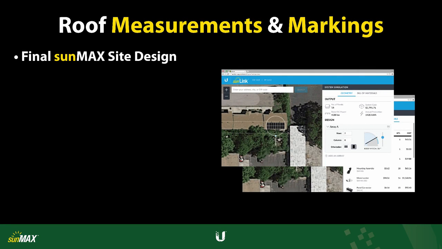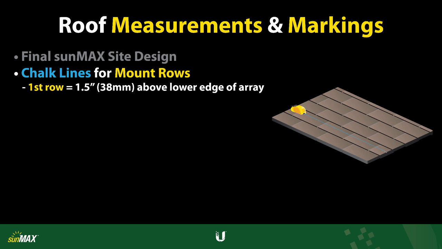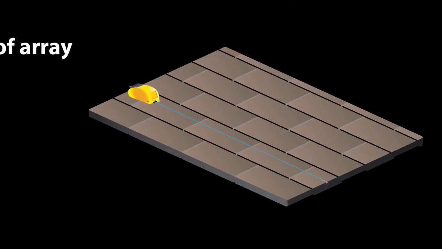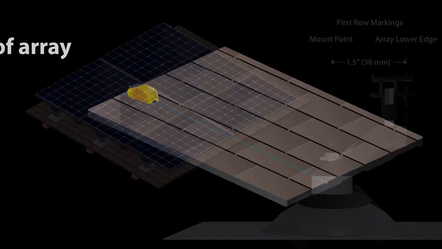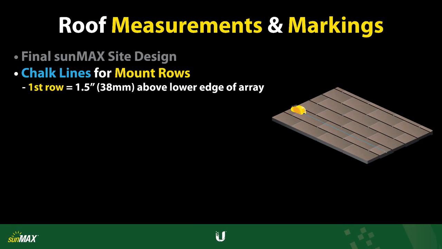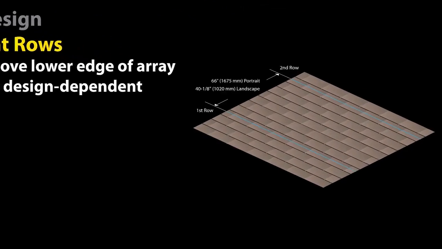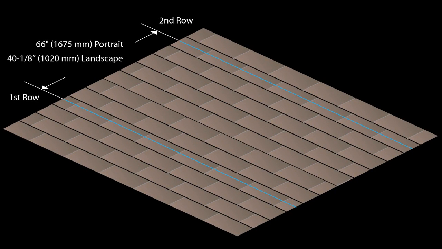Based on the final SunMax site design, you'll need to measure and mark the position of roof mounts on the rooftop. Mark the location of the first row of roof mounts by placing a chalk line horizontally across the roof, that is, 1.5 inches up from where the lower edge of the solar array will sit. Next, mark the location of the second row of roof mounts by placing a parallel chalk line up from the first using the following guidelines.